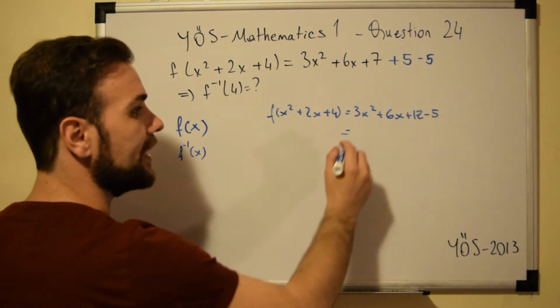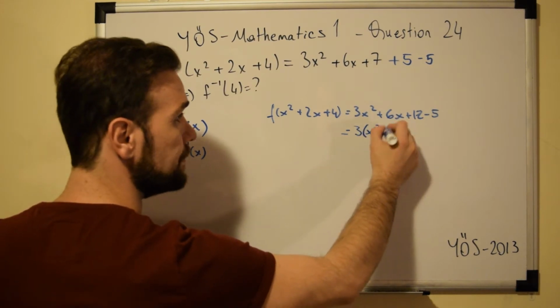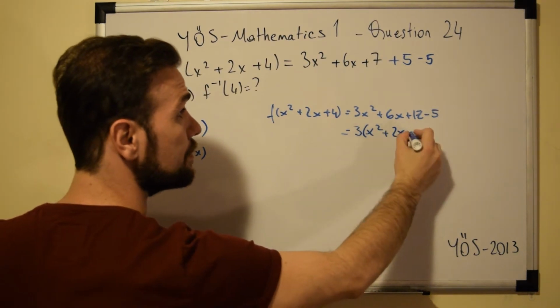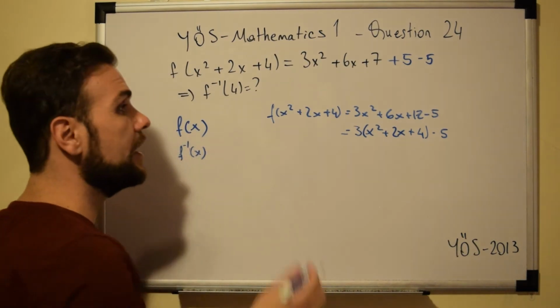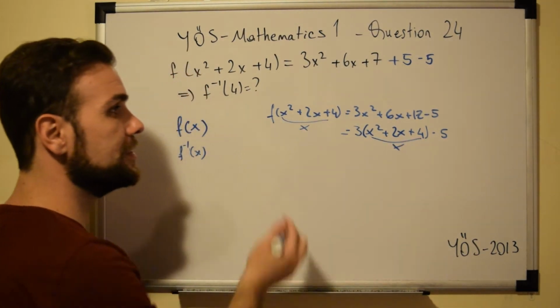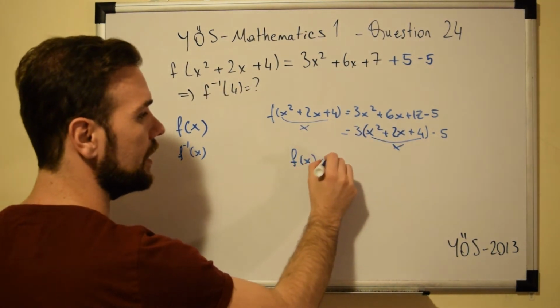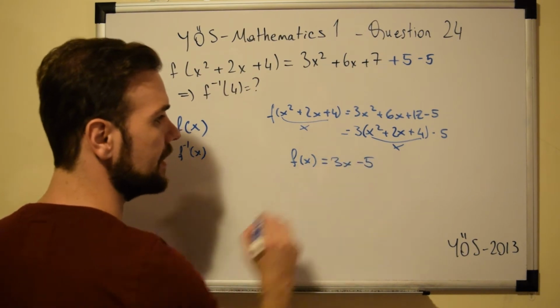What can I do here? I can take 3 as a common factor. Here we have 3 times (x squared plus 2x plus 4) minus 5. Now I'm going to call this x and I will call this x, the only reason being that they are the same. So here I was able to find f(x), which is equal to 3x minus 5.